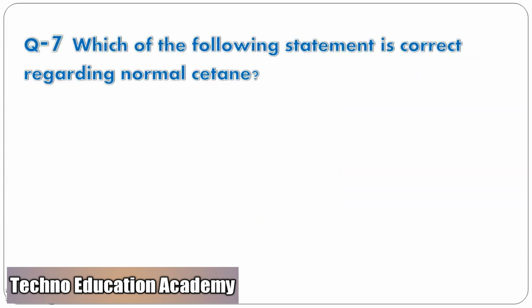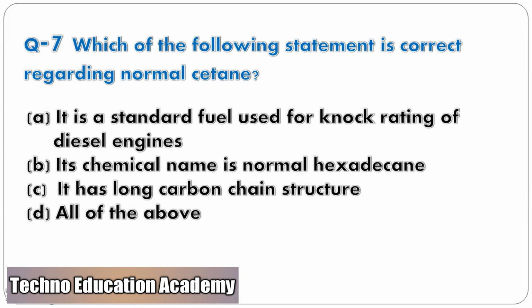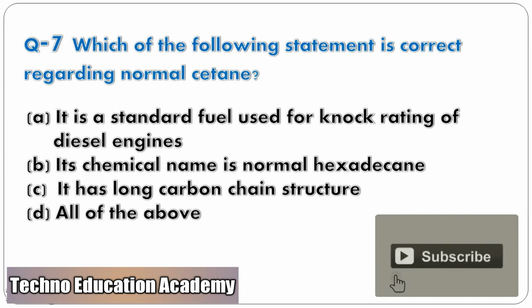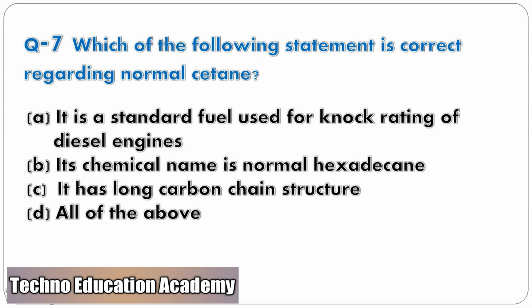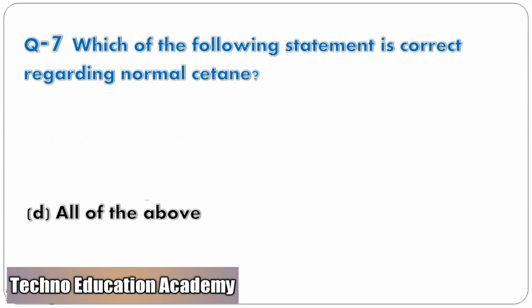Question number 7. Which of the following statements is correct regarding normal cetane? Option A, it is a standard fuel used for knock rating of diesel engines. Option B, its chemical name is normal hexadecane. Option C, it has a long carbon chain structure. Option D, all of the above. So the right answer is all of the above. Cetane number is used for rating of diesel engines, while octane number is used for rating of petrol.